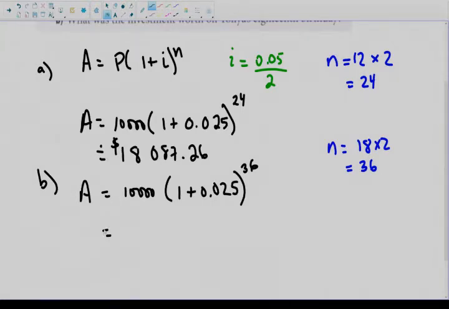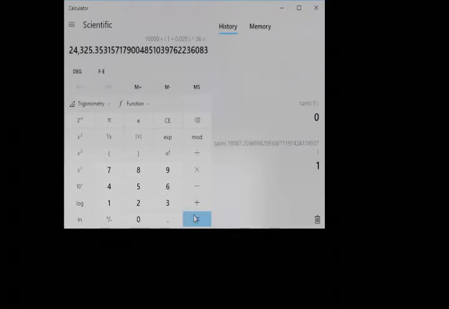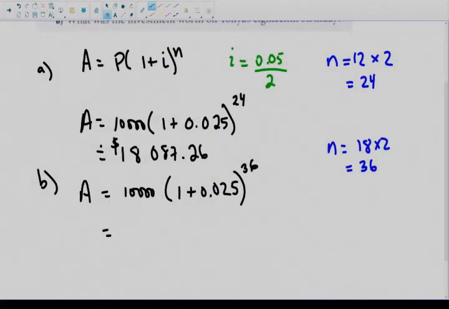Again, I'll switch over to the calculator. So 10,000 times bracket 1 plus 0.025, close the bracket, power of 36 equals $24,325.35. So $24,325.35.